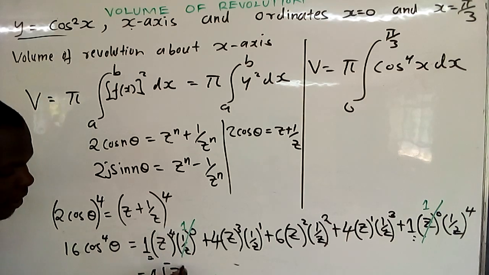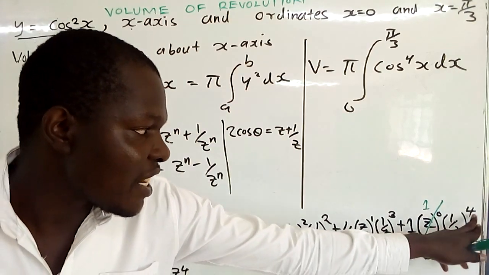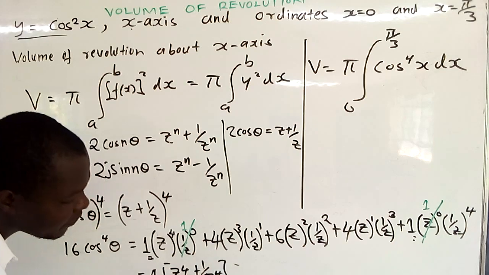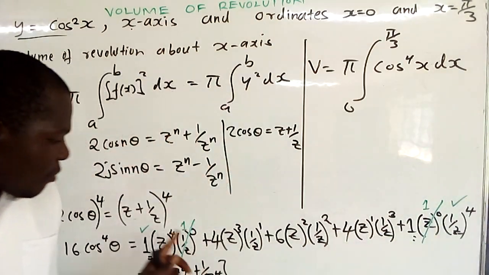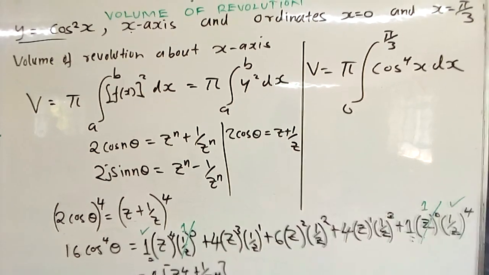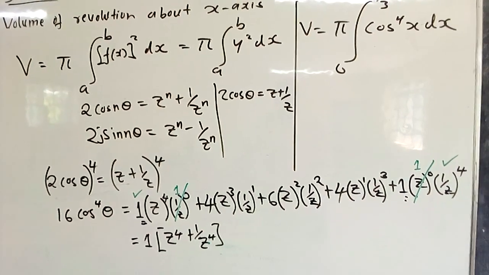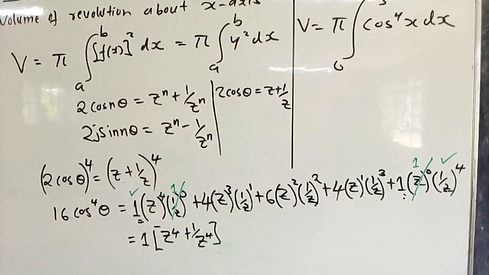Z raised to power 4. Then the other one, positive, 1 over Z raised to power 4, you get plus 1 over Z^4. Have you seen you brought this term and that term together because they have the same coefficient, 1 and 1. You factorize 1 outside. Is that okay? Good. Are we together there? Yes. Then go to the next one.